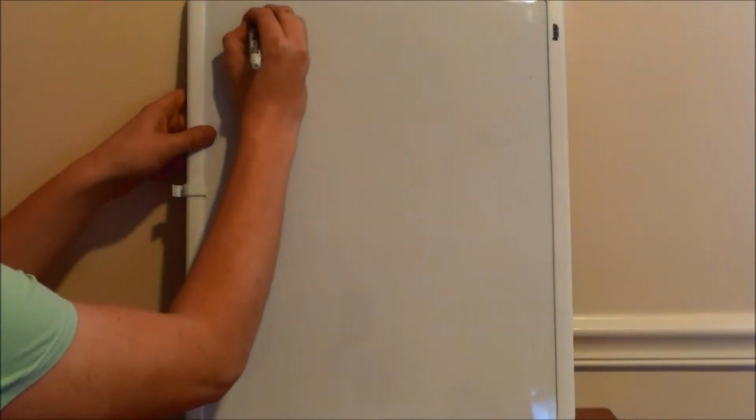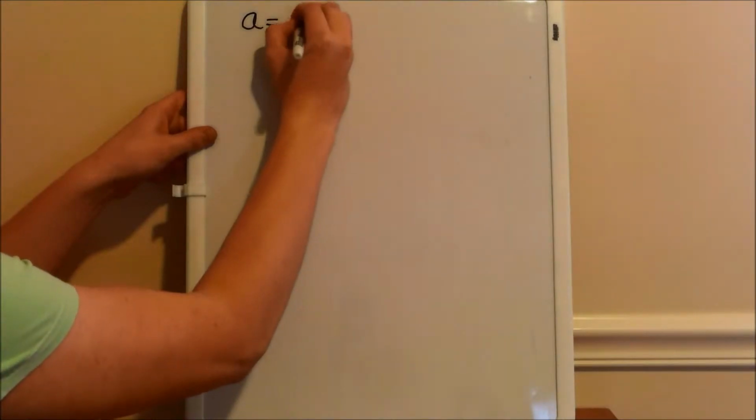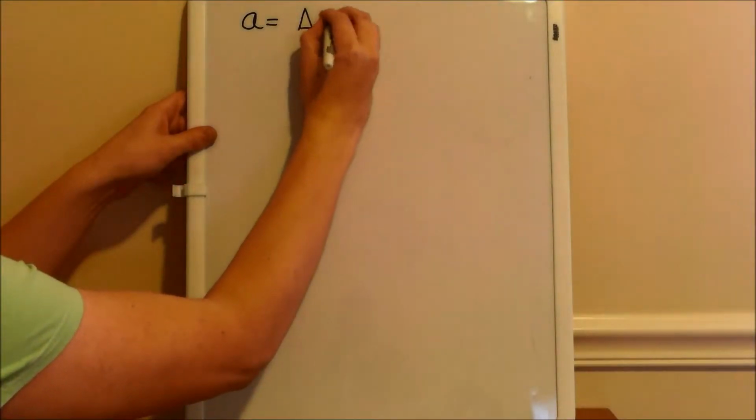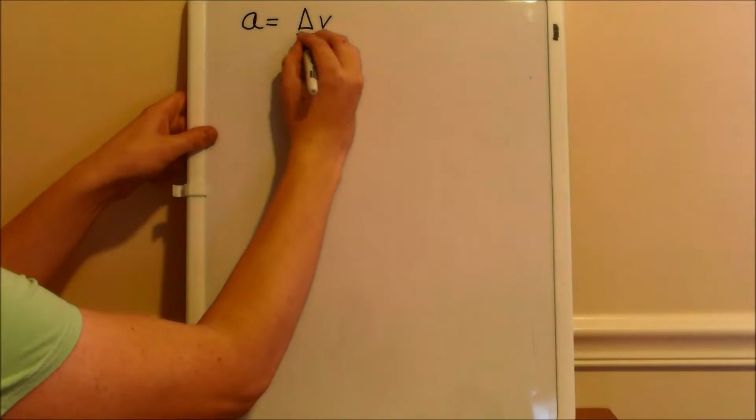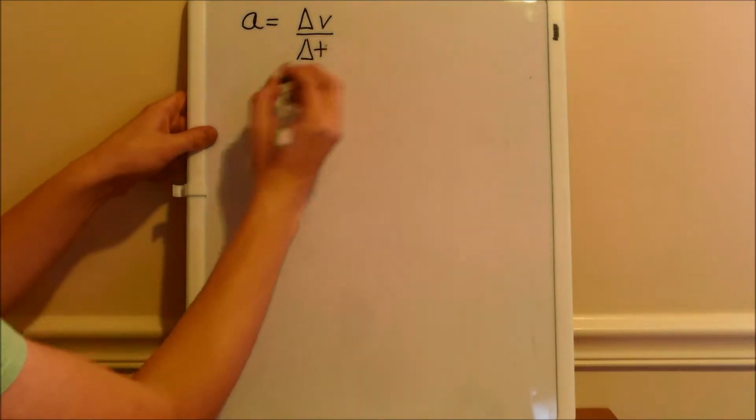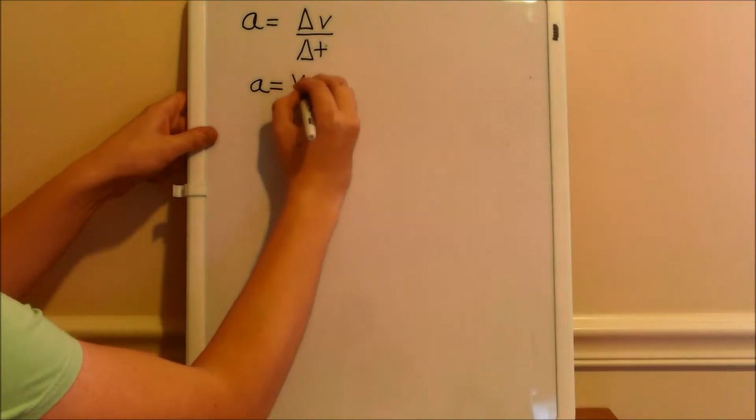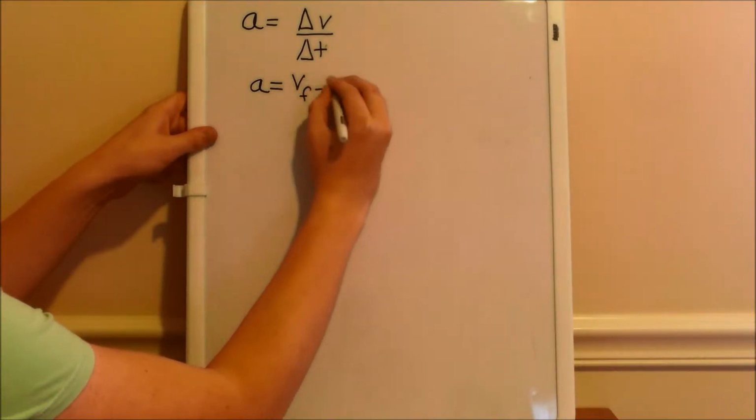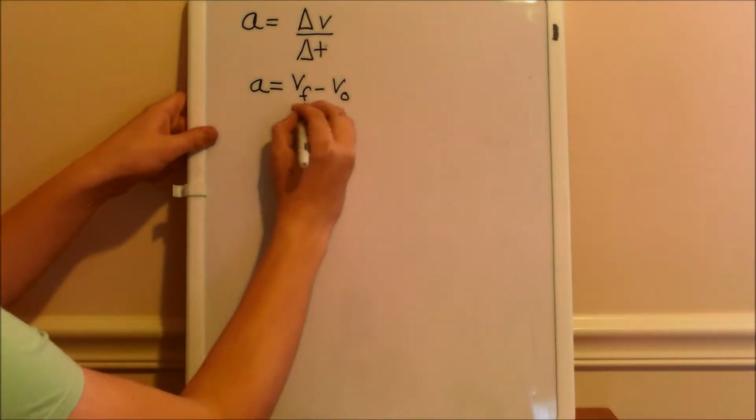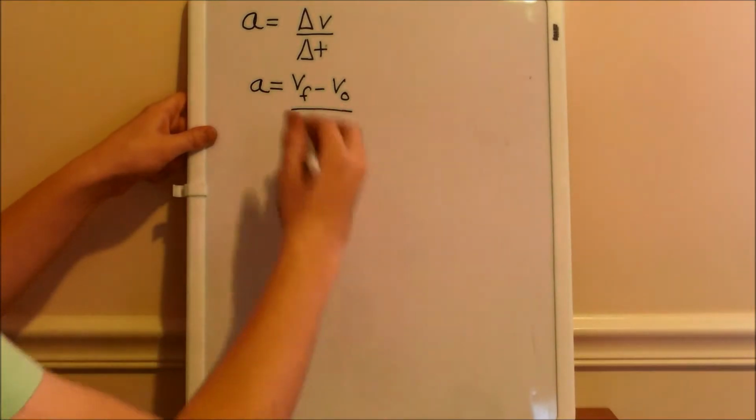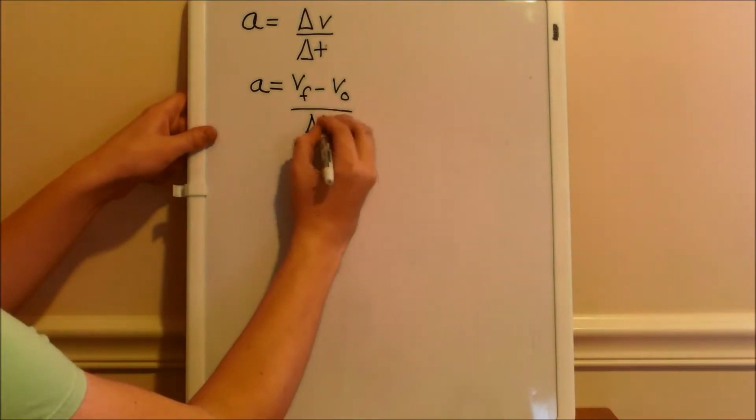First things first, we're going to derive an equation to describe final velocity. We're going to start by writing acceleration equals change in velocity over change in time, and that is the definition of acceleration. In the next step, we're going to rewrite change in velocity as final velocity minus initial velocity, which is the exact same thing as change in velocity, but will allow us to solve for final velocity later.